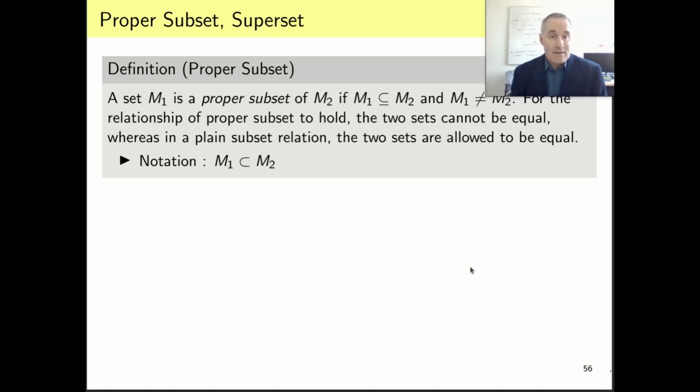And proper subset. A set M1 is a proper subset of M2 if M1 is a subset of M2 and they are not equal. So a proper subset is a subset relation that excludes the case where both sets are equal.